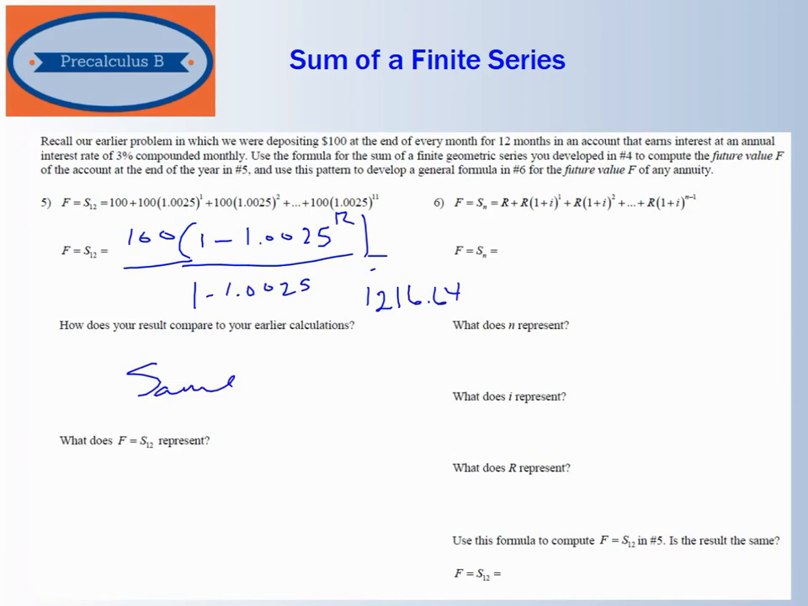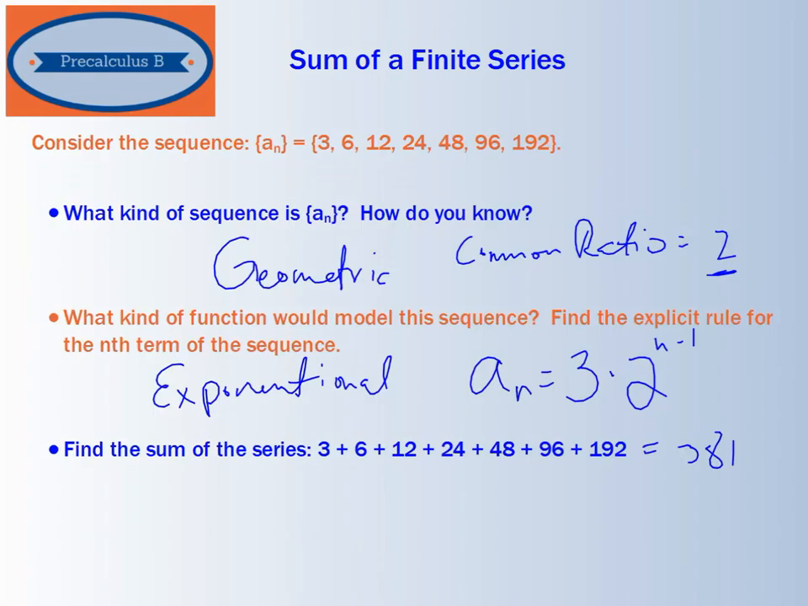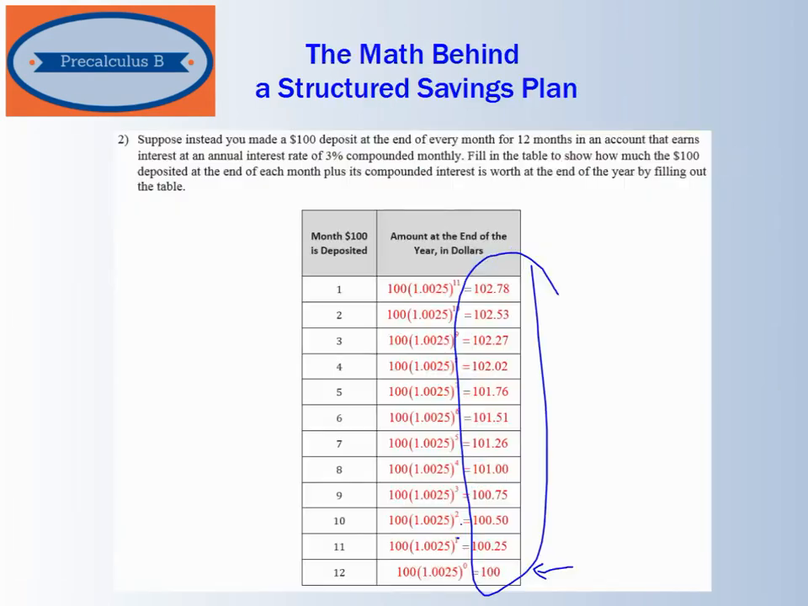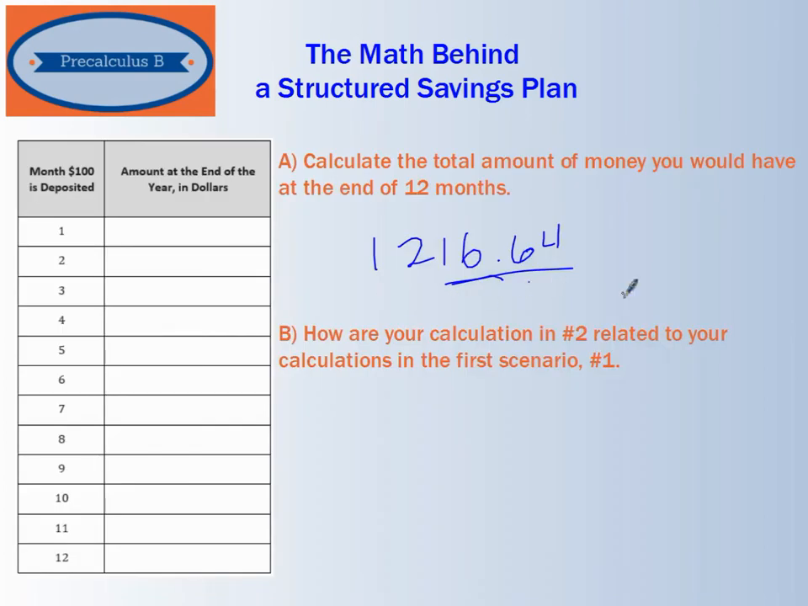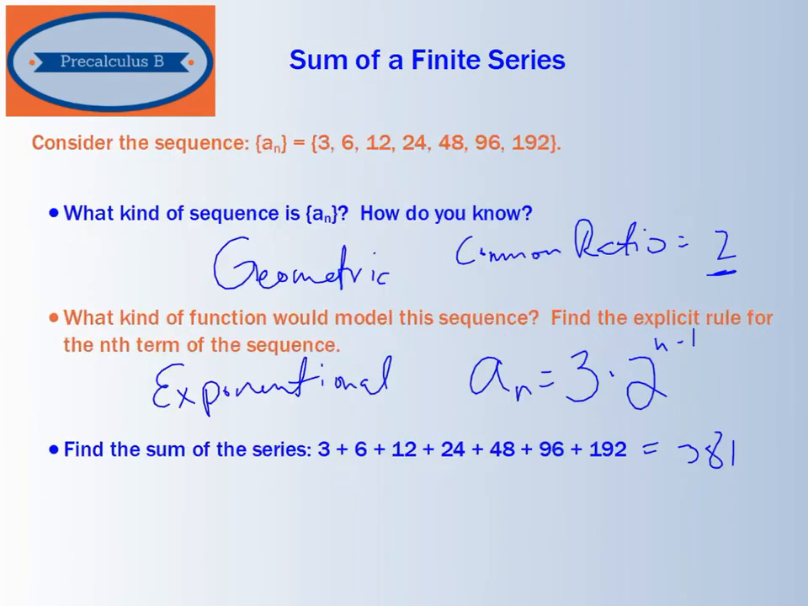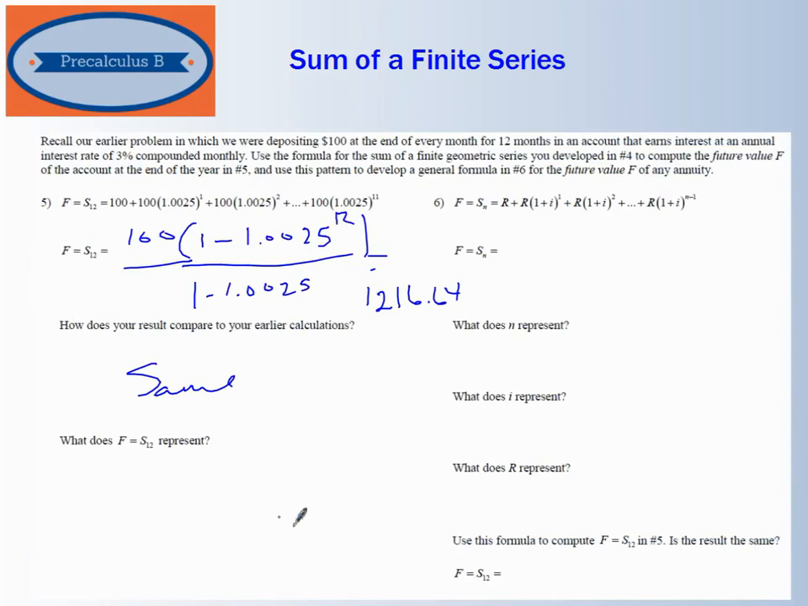So what does F equals S12 represent? It represents the total amount of money after 12 months of deposits. It's the same thing that we referenced earlier. And just to show you that it's the same, let's look back through those same slides. Oh, there it is. That same exact value, 1216.64. So we're able to do that.